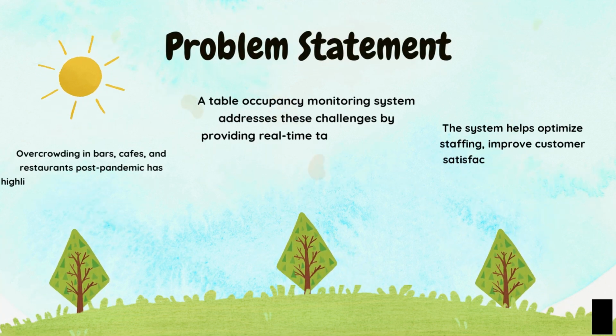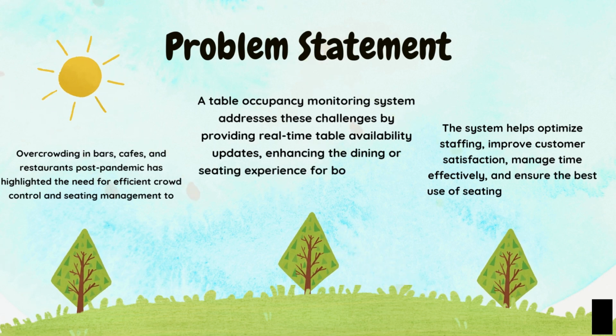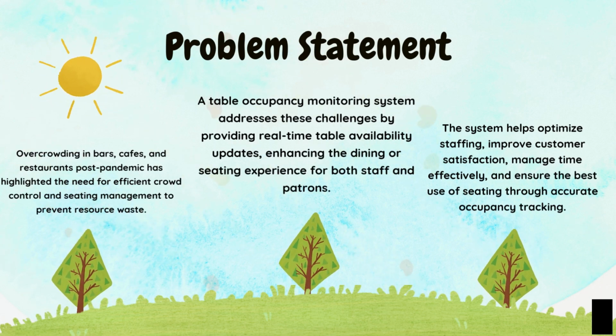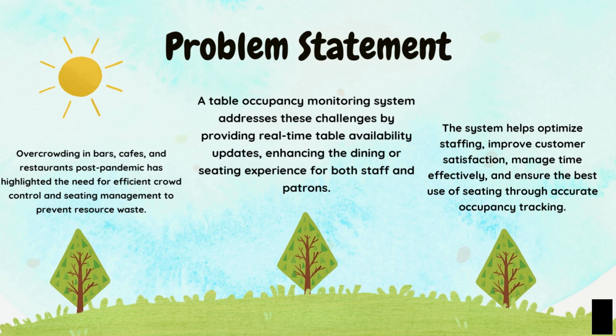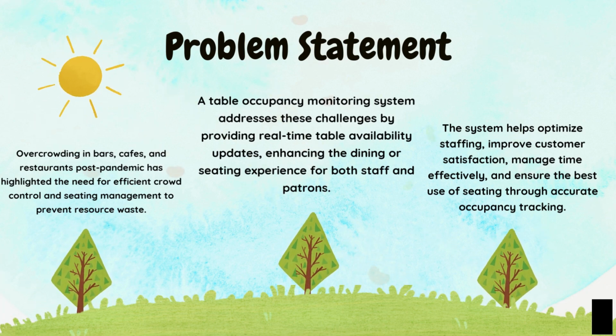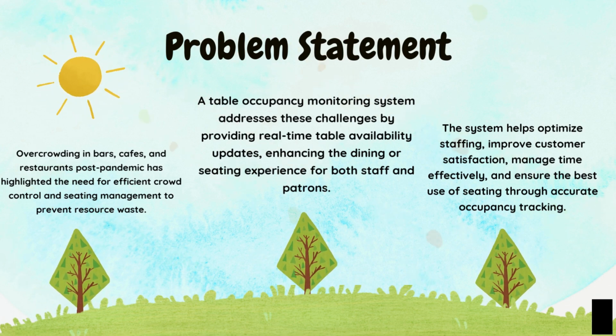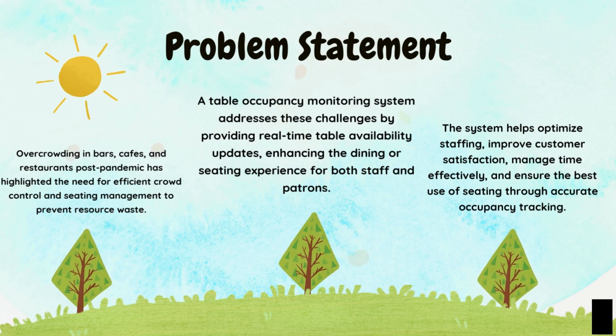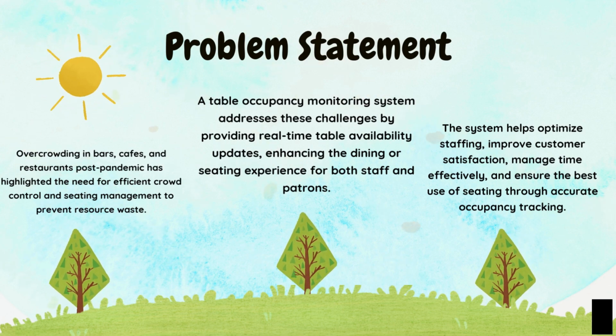Problem statement. First, overcrowding in bars, cafes, and restaurants post-pandemic has highlighted the need for efficient crowd control and seating management to prevent resource waste. Number two, a seating monitoring system addresses these challenges by providing real-time table availability updates, enhancing the dining or seating experience for both staff and patrons. And the last one, the system helps optimize staffing, improve customer satisfaction, manage time effectively, and ensure the best use of seating through accurate occupancy tracking.